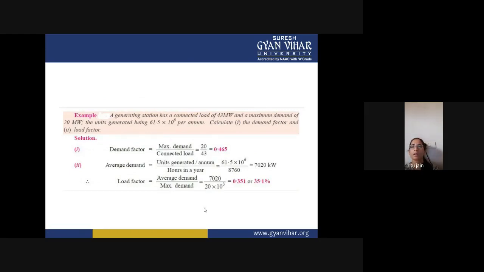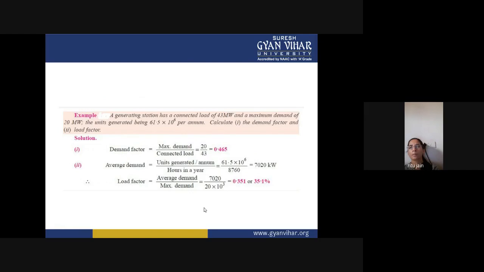So next numerical is that a generating station has a connected load of 43 megawatt and a maximum demand of 20 megawatt, and the units generated being 61.5 into 10 to the power 6 per annum. Calculate the demand factor and load factor. So the formula for demand factor is equal to maximum demand upon connected load, which is equal to 20 upon 43. So 20 is your maximum demand, which is given, divided by connected load. You will get the demand factor, which is equal to 0.465.